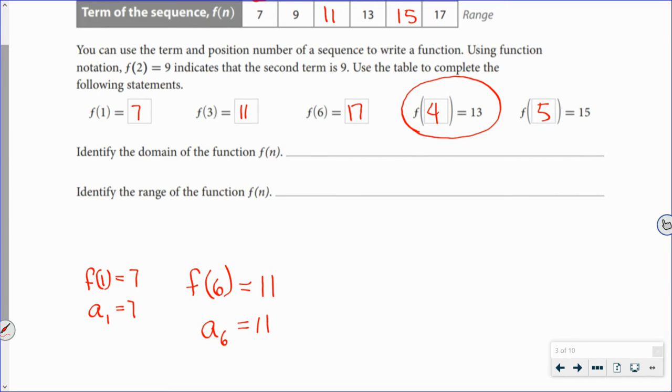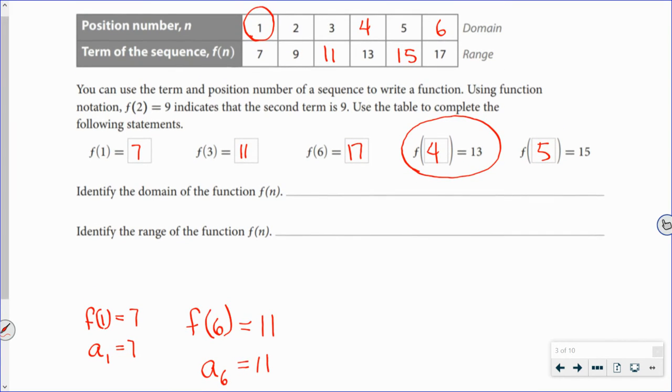Okay? So looking at this function, there's a couple questions here. Shaylin, identify the domain of that function. Yes. 1, 2, 3, 4, 5, 6. Yeah, awesome. Now, let's think reasonably and logically here. The domain is 1, 2, 3, 4, 5, 6.